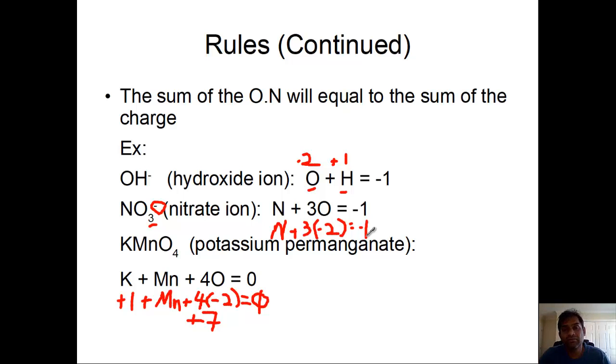So those are the 6 rules that involve oxidation numbers. With those oxidation numbers, we can actually balance oxidation reduction reactions, which is some sort of change in the oxidation number of an element in going from reactants to products. That is something that we will do. Balancing oxidation reduction reactions is something we will do later on in the course.